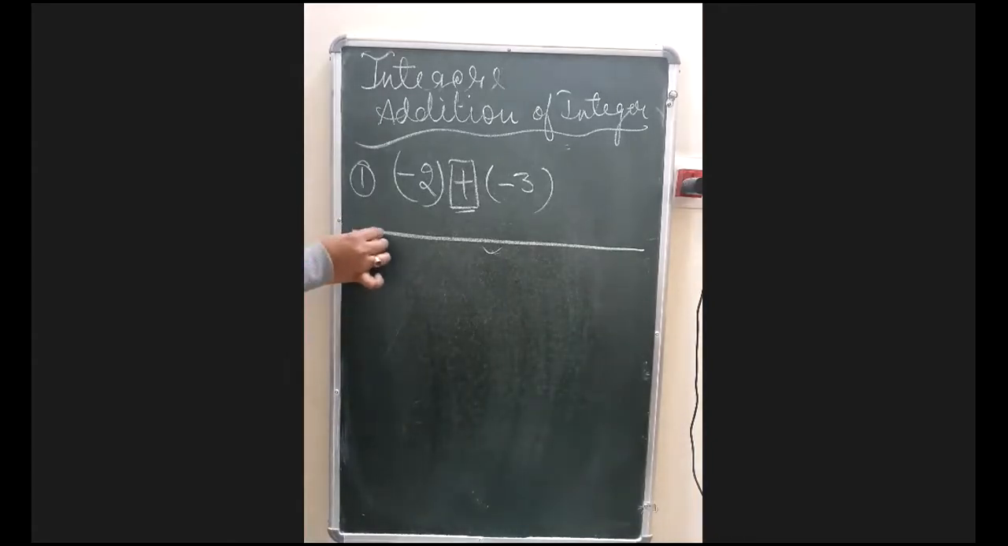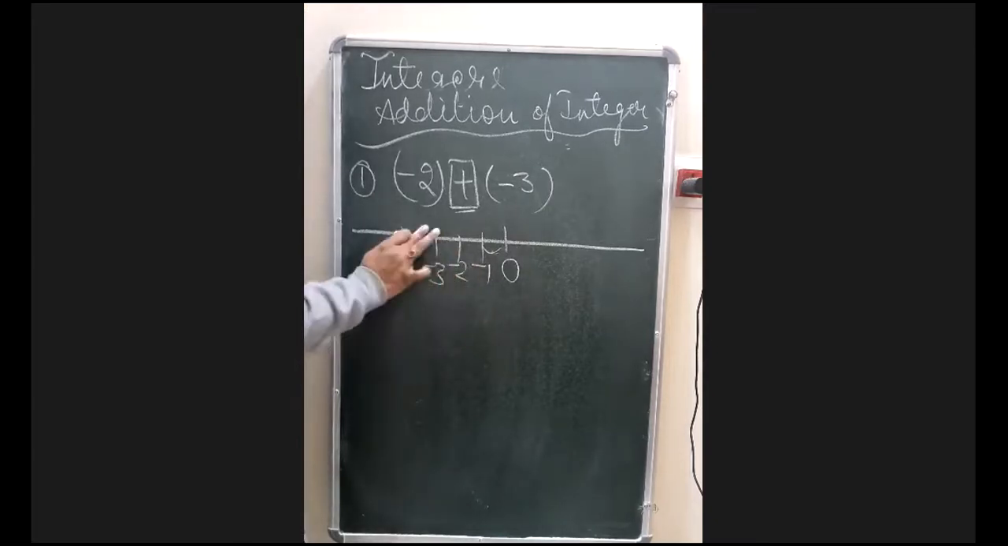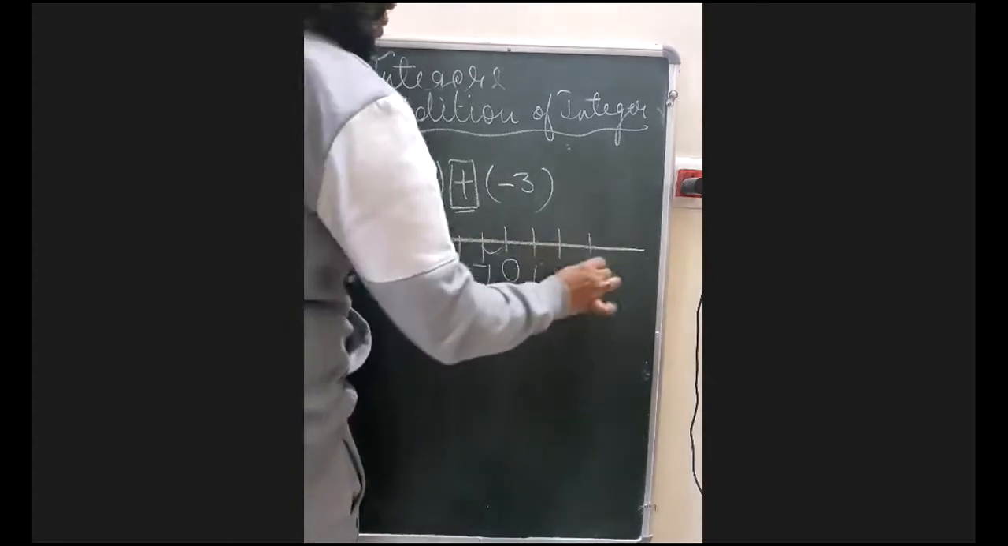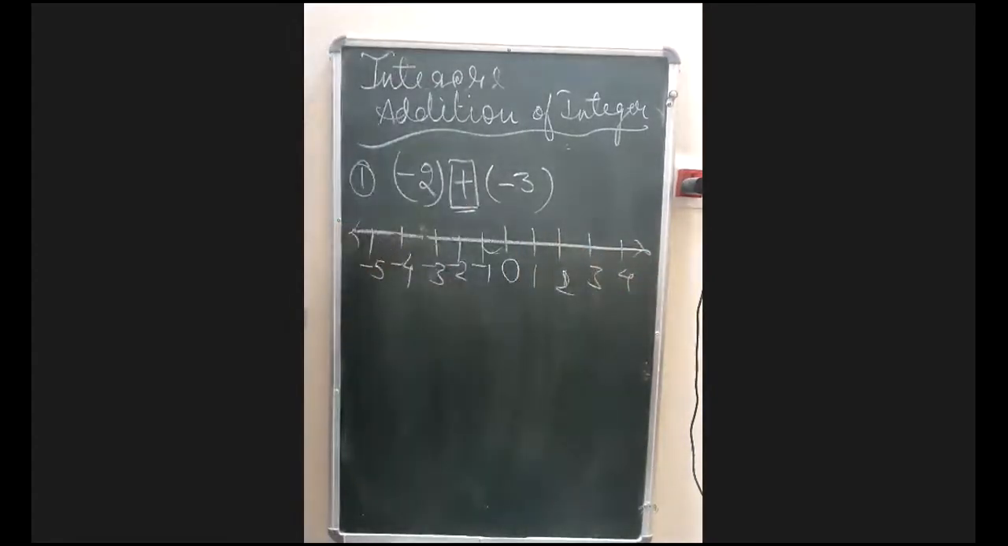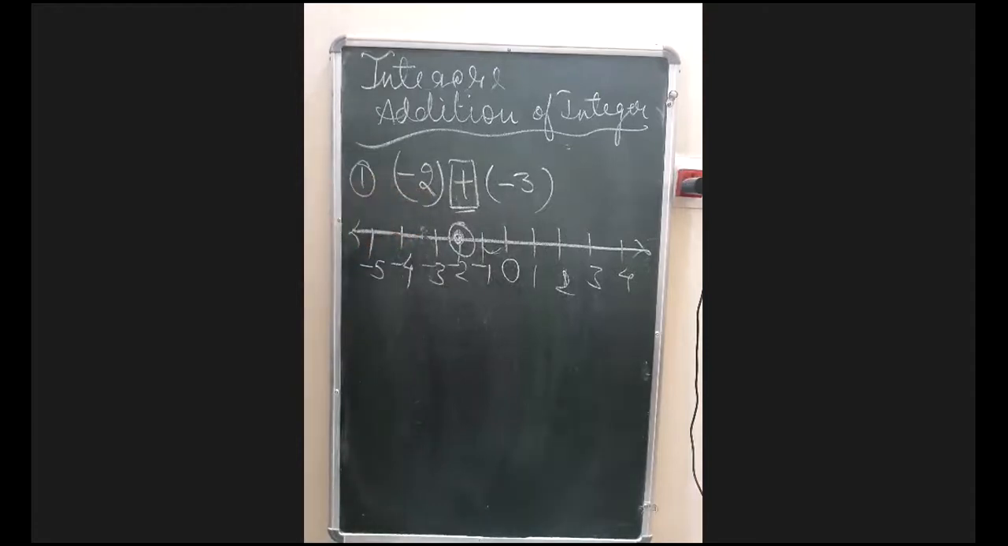So suppose I put 0 here, this is -1, -2, -3, -4, -5, and this is 1, 2, 3 and 4. Now the question is telling you to add -3 to -2. So first we will reach -2, from where we have to start. Now I am on -2 and the question is telling you to move in the direction of the right side.